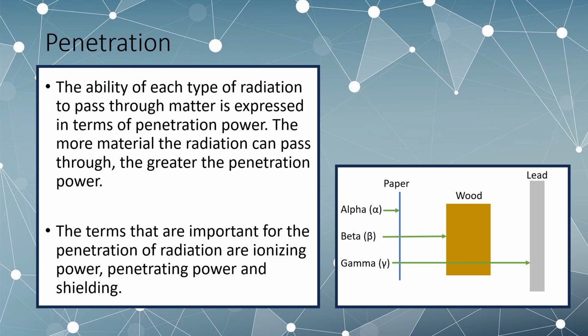As you can see in our little diagram, alpha has the least penetrating power and can be stopped by simple paper. Beta can be stopped by wood, and gamma can be stopped by much more dense materials such as lead.